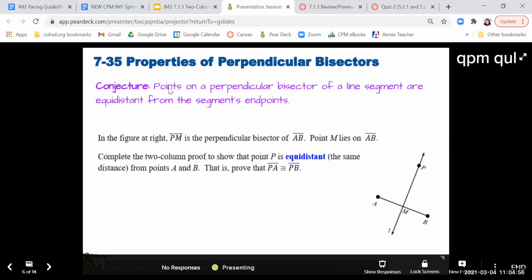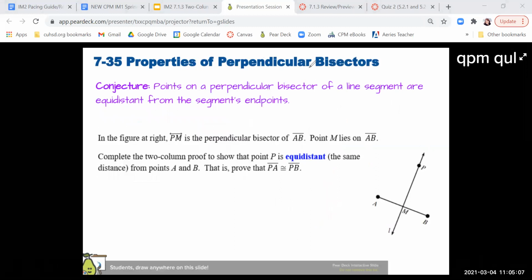The conjecture is points on a perpendicular bisector of a line segment are equidistant from the segment's endpoints. So what that means, just to clarify what that is even saying, is it's saying that no matter where we put this point P, it could be way out here, it could be here, it could be here, it could be the midpoint here, it could be down here. No matter where we put that point, the distance from the point to an endpoint, to A or to B, that these distances would be the same as each other.